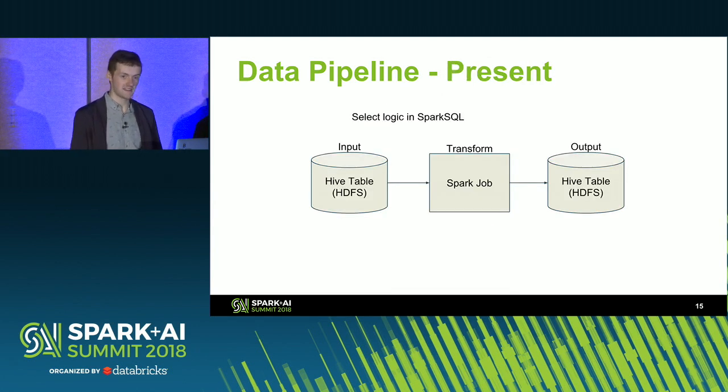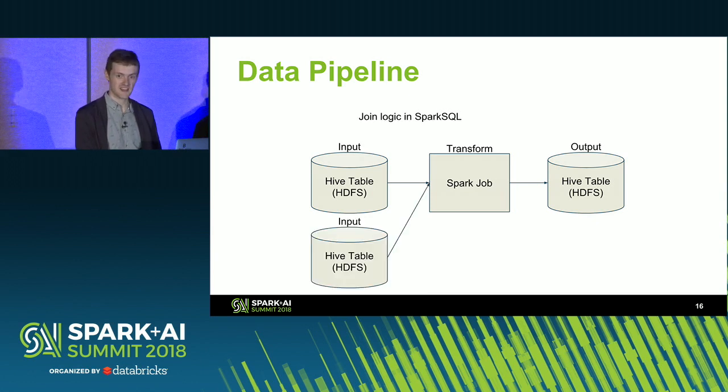I'll jump again back to the present. And the present is complex. Sometimes we have more than one input. But this is actually really easy to do in Spark. We can write join logic in Spark SQL. In the streaming world, it can get a bit tough because you're dealing with state, you're dealing with time windows. It's generally easier to do this type of thing in Spark. And it's made all ours easy.